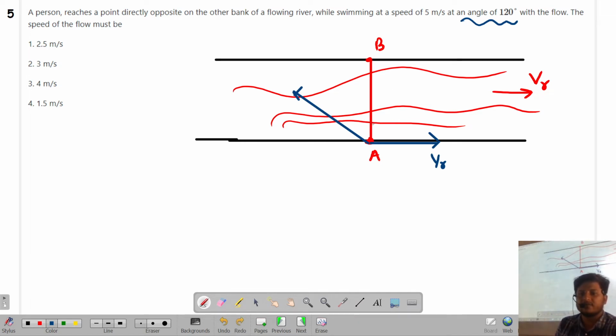If I consider 120, this is 90 degrees or not? So with the line of the width of the river, how much is the angle of the swimmer? It is 30 degrees. This is the velocity of the swimmer with respect to the river. Got it or not?